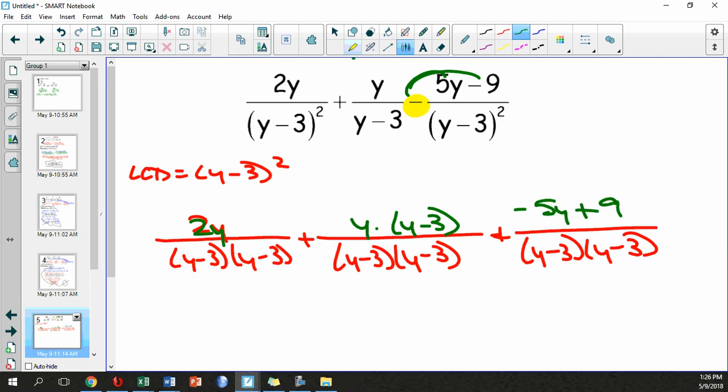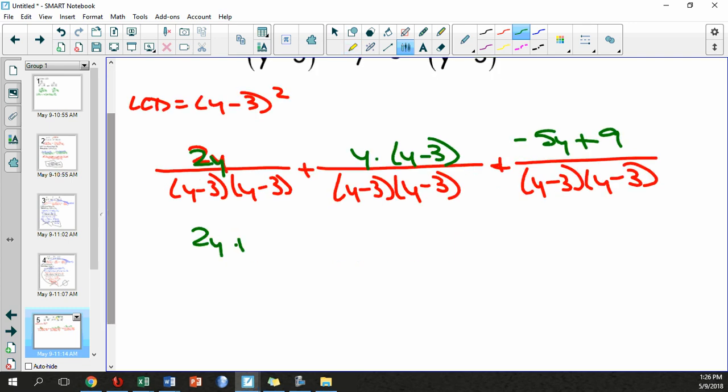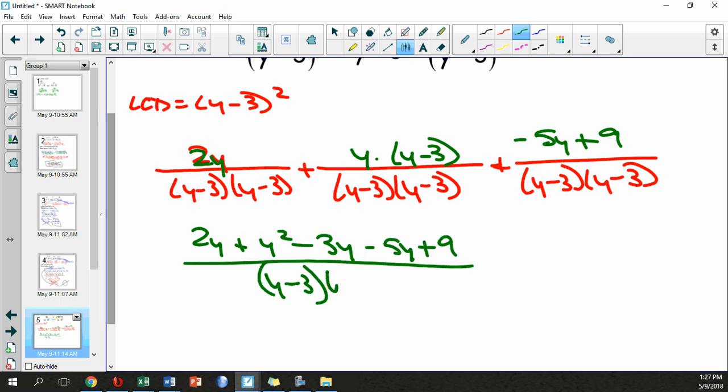That is one of the biggest mistakes my students make. Do you all understand that? Now write this as 1. That's 2y plus y squared minus 3y minus 5y plus 9, all over y minus 3 times y minus 3. Finish it.